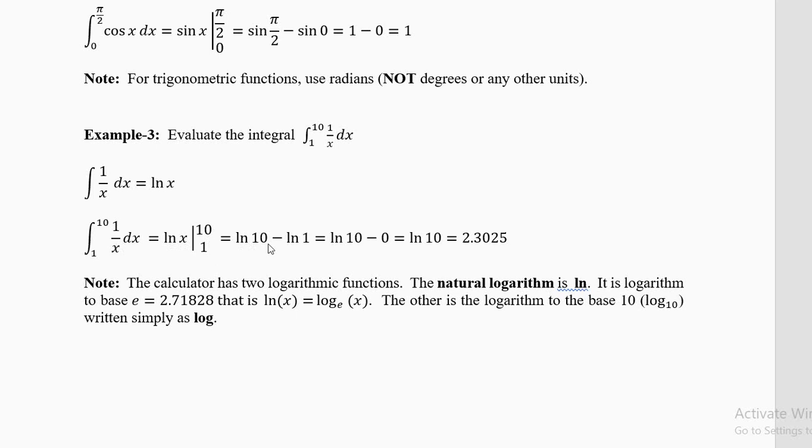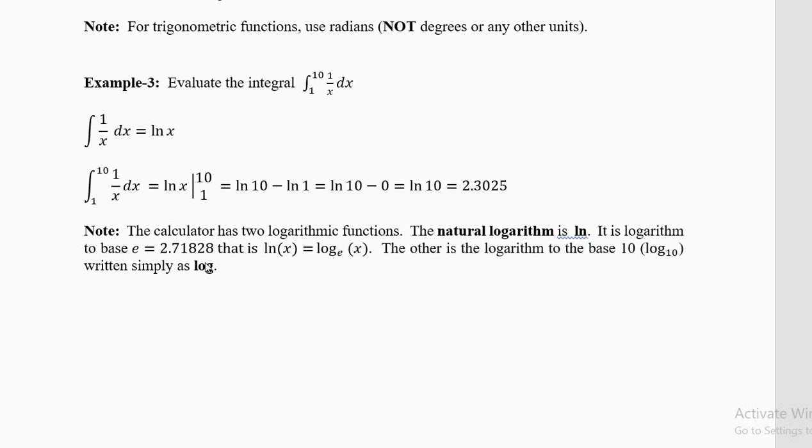So it is logarithm natural 10 minus logarithm natural 1. Ln 1 is always 0. So we put logarithm of 1 to any base is 0. Now the answer is logarithm 10, but we should see the decimal expansion. It is 2.3025. It goes up to infinity, but we have to take up to at least 4 decimal places.